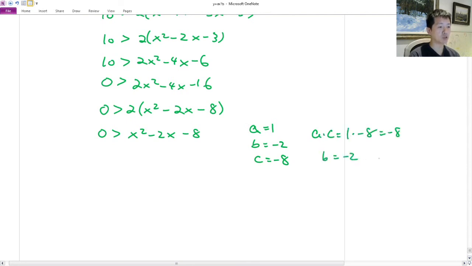B is minus 2. So what are the factors? I would say minus 4 times 2 equals minus 8, and minus 4 plus 2 is equal to minus 2. So I have my two factors, and those actually are my answer. So x minus 4 and x plus 2. So I will have 0 bigger than x minus 4 and x plus 2 as my answer.